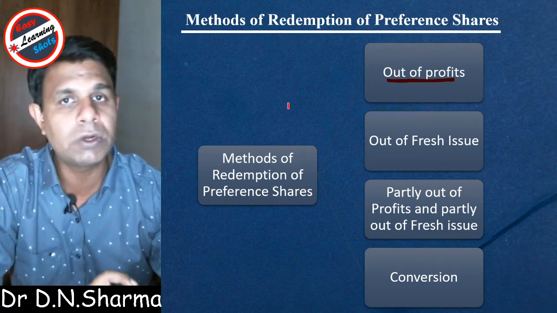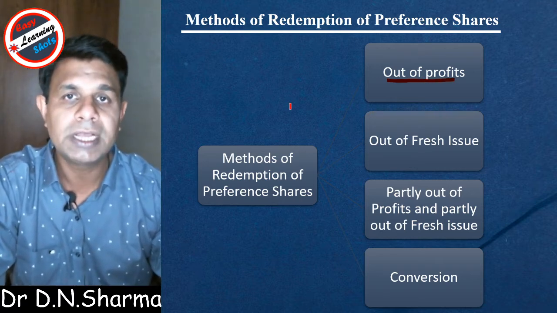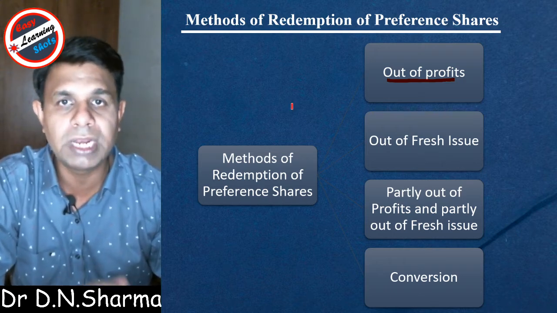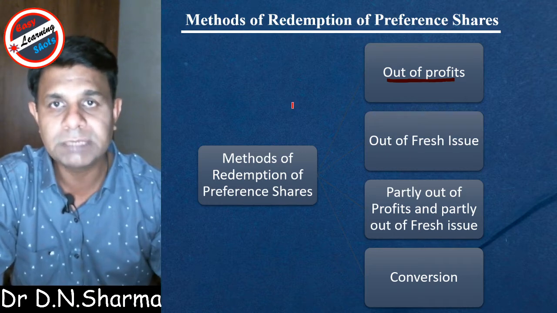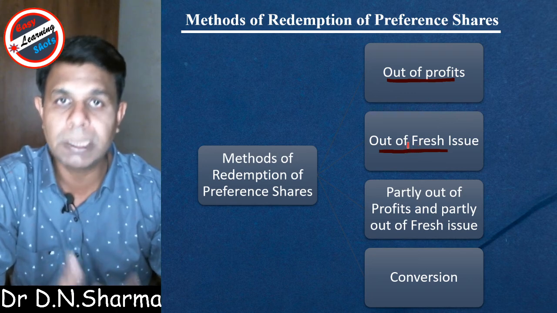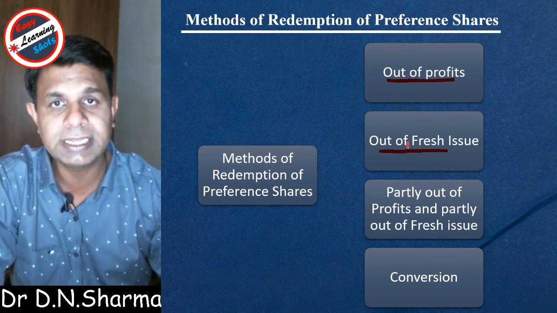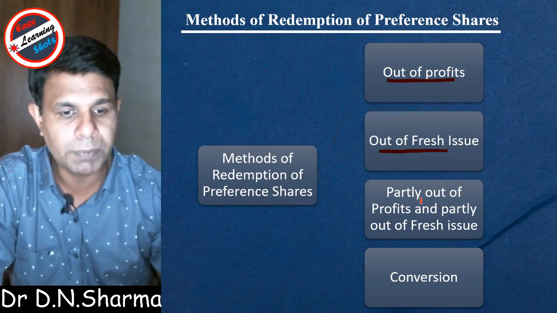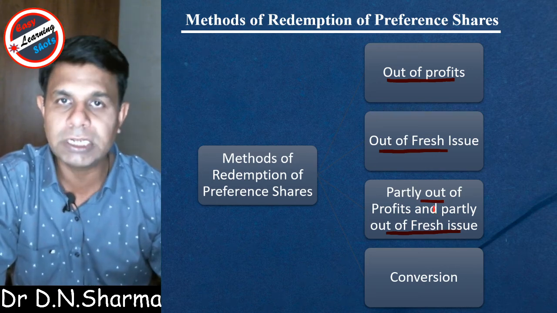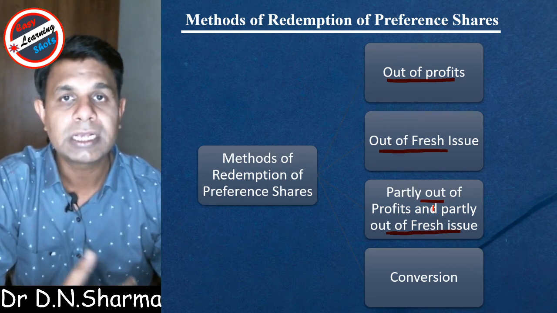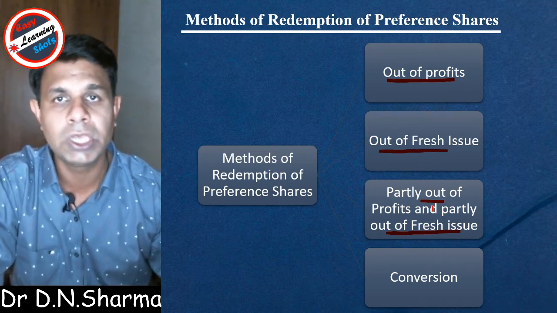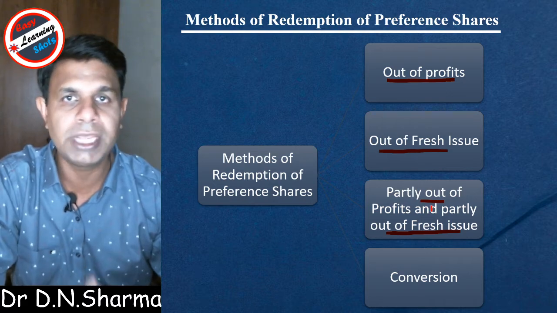Now if the company does not have sufficient cash balance, the company issue equity shares, collect money from public, and that money is utilized in the redemption of preference shares. This method is out of fresh issue. And third method is if the company have some cash and some free reserves. In that case, the company use partly out of profits and partly out of fresh issue. And the last method is conversion method, where the company convert the preference share into equity share. Here no monetary transaction takes place, only the preference shares are converted into equity shares.